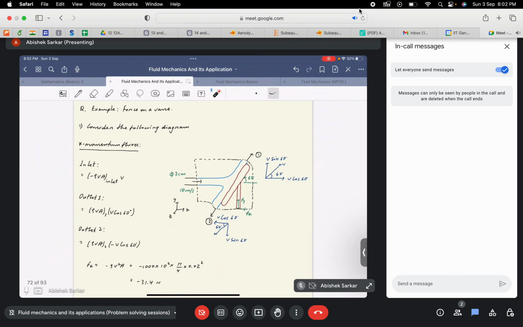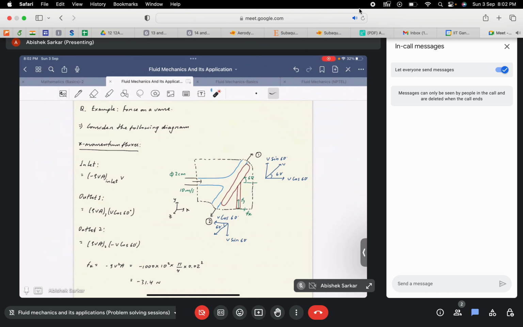Yes, in this example, if you look into it, what we are actually evaluating is the net force that acts on the control volume. Okay, the control volume that we have chosen, the net force that acts on the control volume.